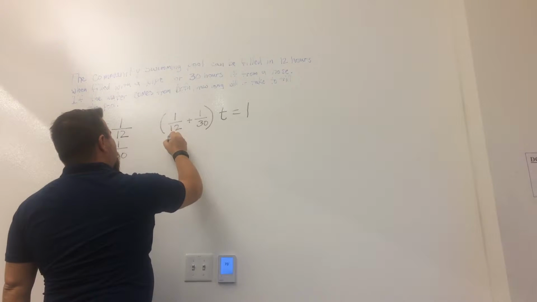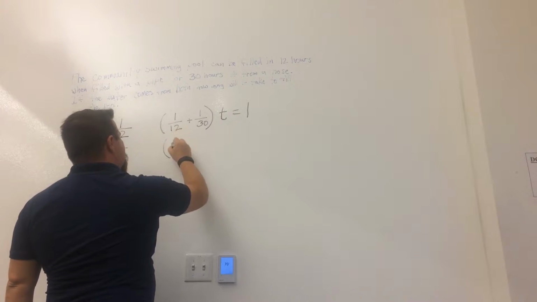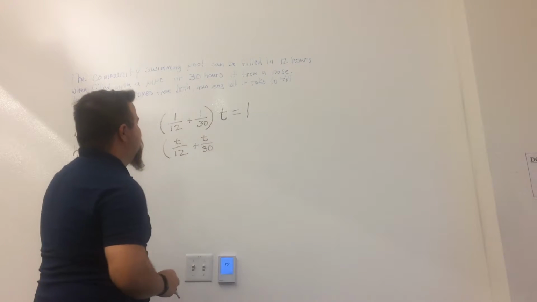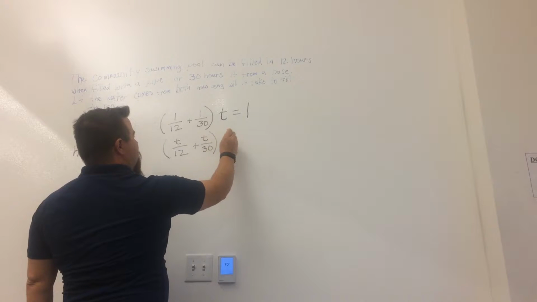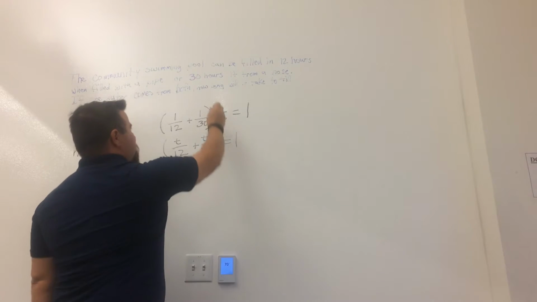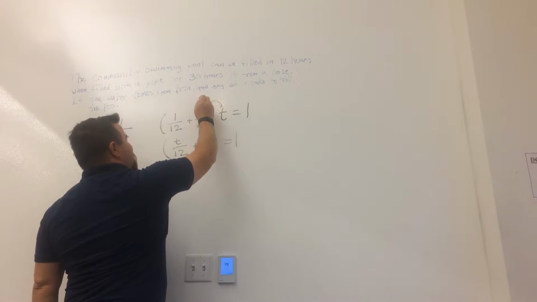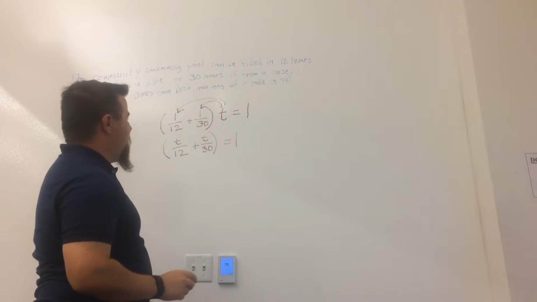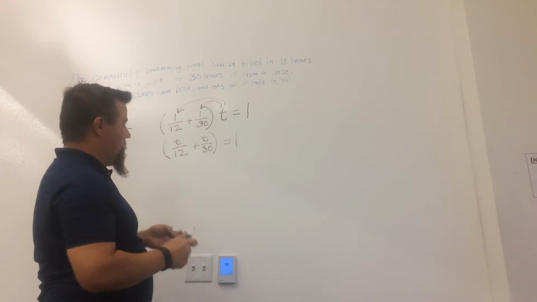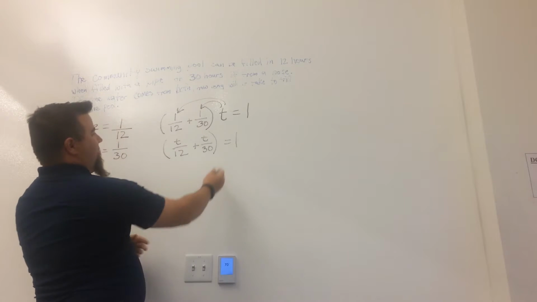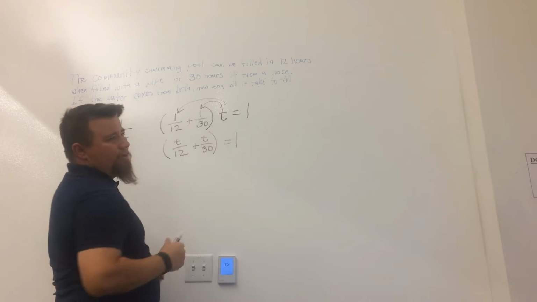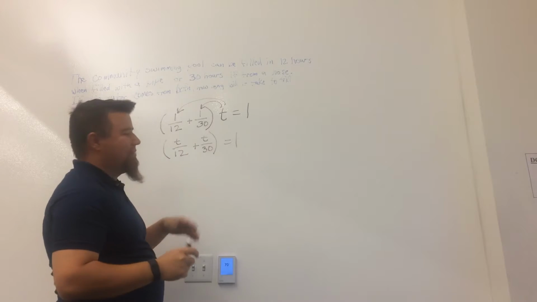So then it comes out to T over 12 plus T over 30 equals 1, because we're doing multiplying there and multiplying there. Okay? And maybe you're asking yourself, hey Matt, how come you didn't multiply the T to the 30 and the 12 too? Because wouldn't that make sense?